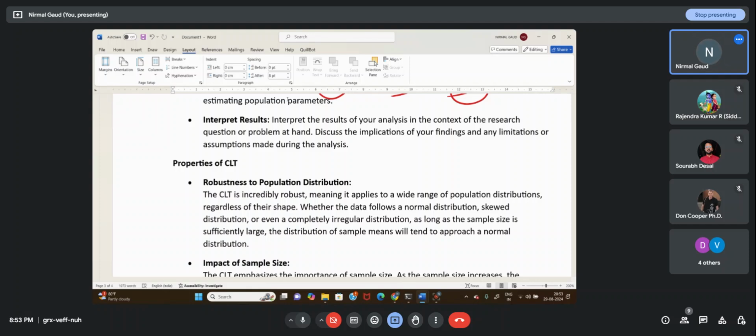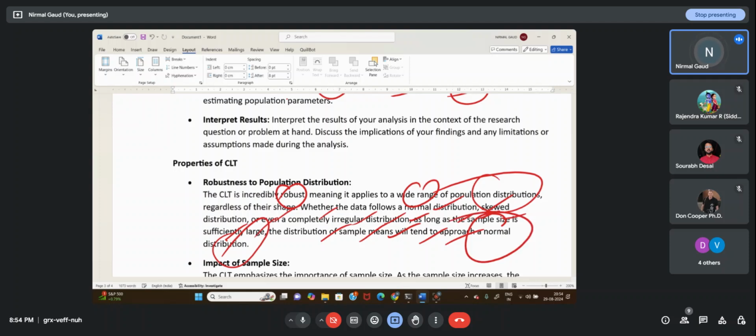So CLT is robust. It can apply to a wide range of population distributions. Whether the data follows a normal distribution, skewness, whatever, as long as the sample size is sufficiently large, the distribution of the sample mean tends towards normal. So if you are having large data, many samples, you calculate the mean of the samples and plot the sample means, it will tend towards the normal. It will try to show its behavior as: I am normal.